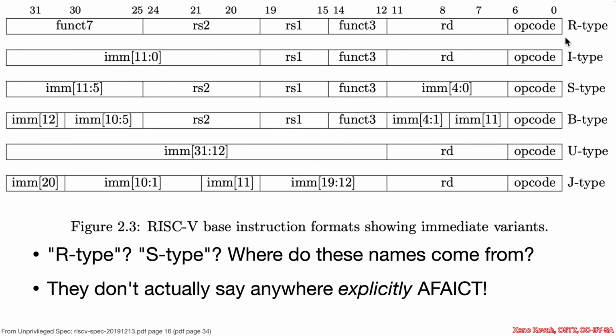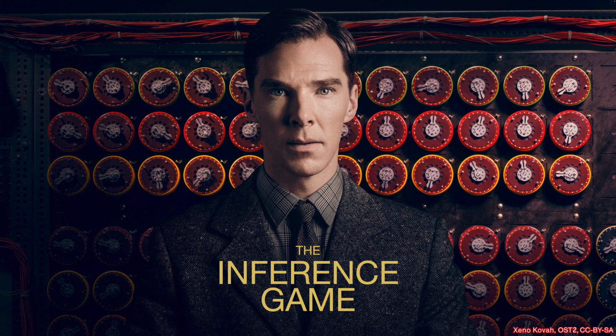So they show us stuff like this, the R-type encoding, the I-type encoding, the S-type encoding, but they also don't actually say anywhere, as far as I can tell, in the entire manual, where those names come from. You can infer it, but why should you have to infer it? That's what the documentation is for. It's supposed to tell you what it means. So once again, we play the inference game.